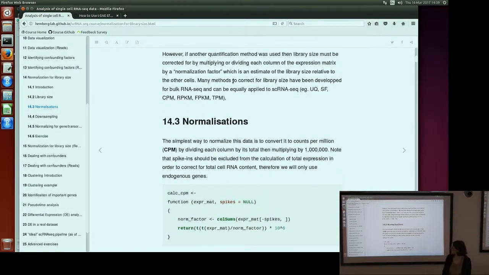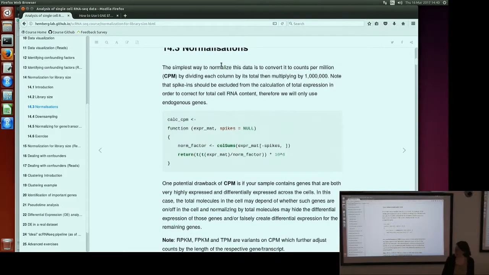And this is typically done by calculating some sort of normalization factor in various different ways as an estimate of the library size for that particular cell, and then dividing every expression value in that column, so for that cell, by that normalization factor. There are lots of methods that have been developed for bulk RNA-seq, because you get the same problem for bulk RNA-seq, that can be applied to single-cell RNA-seq, but we're going to argue that you probably should not be doing that.